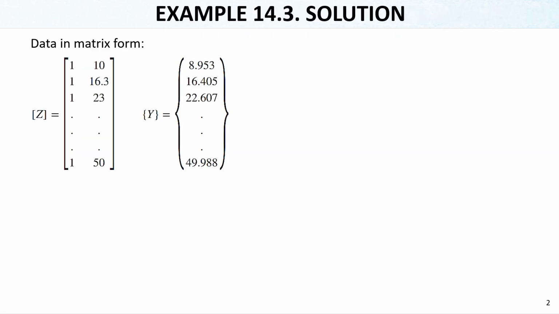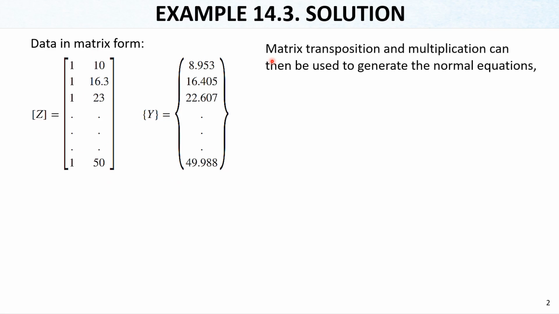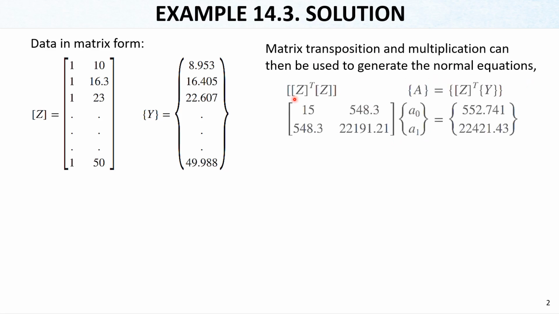To use the matrix form for the regression analysis, we actually need to write the data in matrix form first. So the Z matrix is basically the data, as you can see here, and the Y matrix is also the data. We will use these by matrix transposition and multiplication to generate the normal equations. And if you remember, the normal equations were these: Z transpose times Z times A equals Z transpose times Y.